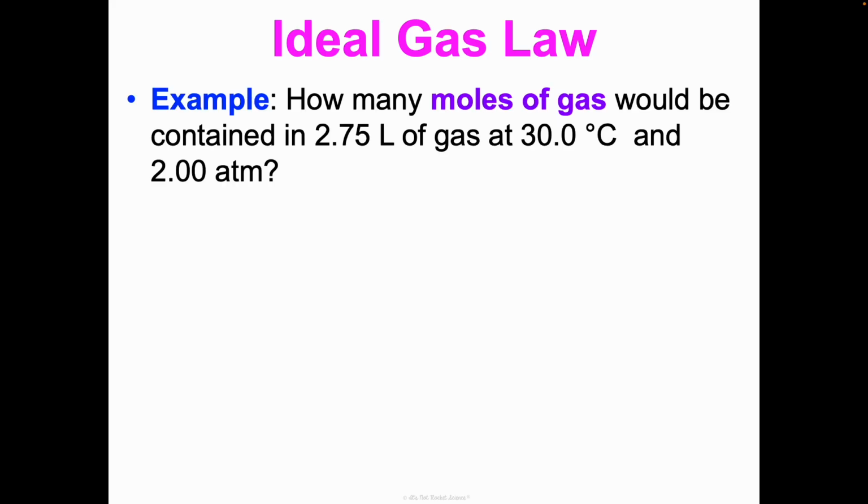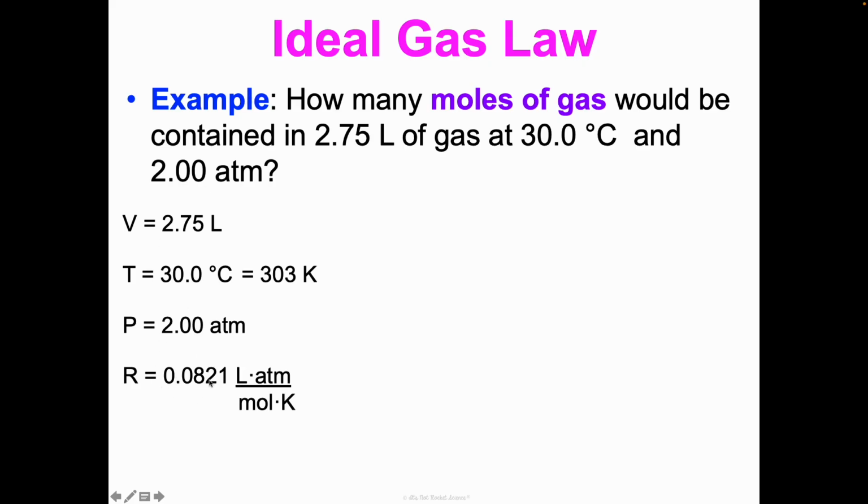Let's read. How many moles of gas would be contained in 2.75 liters of gas at 30.0 degrees Celsius and 2.00 ATM? So analyze. What do you know? We know the volume is 2.75 liters. We know the temperature is 30 degrees Celsius, and that's not okay, so we need to know what that is in Kelvin. You can just add 273 and say, okay, that's 303 Kelvin. We know the pressure is 2.00 ATM, and then we always know this constant because that's a given.